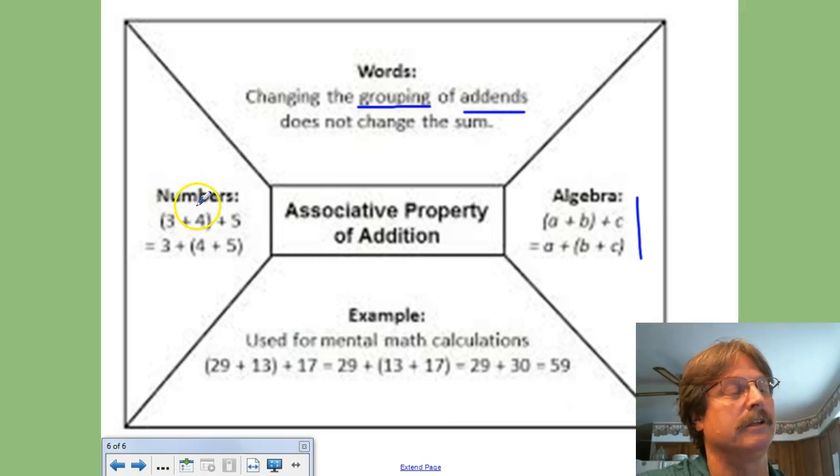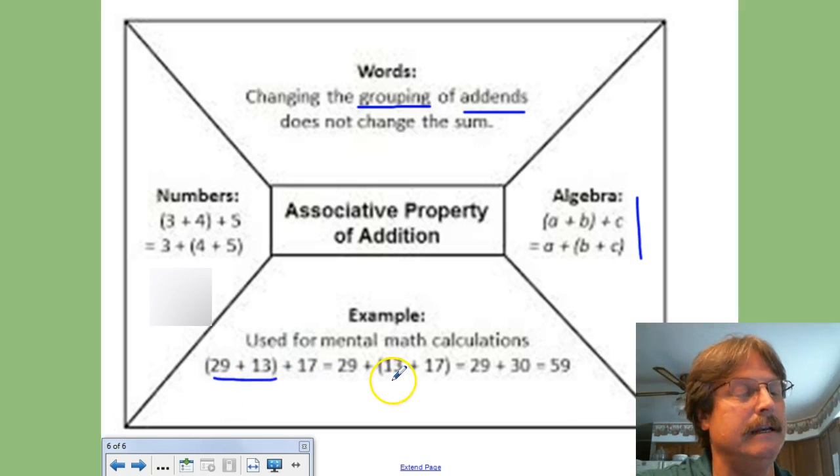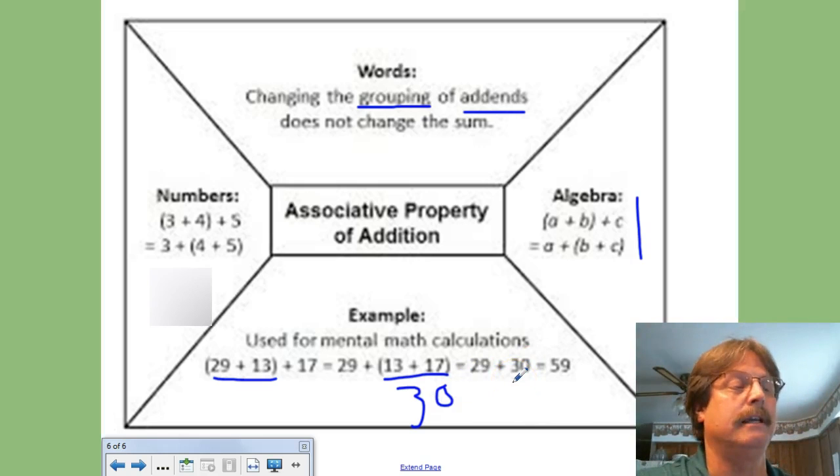Over here again is another example, 3 plus 4, which would be 7, add 5 is 12. We change the grouping to 4 plus 5 equals 9 plus 3, and it still comes up with 12. And then lastly, they show you another example here. They start out with 29 plus 13, and they change the grouping to 13 plus 17, which we know equals 30, and we add 29 to it, and we get that 59 again. So that's the associative property of addition. I hope this really helps out.